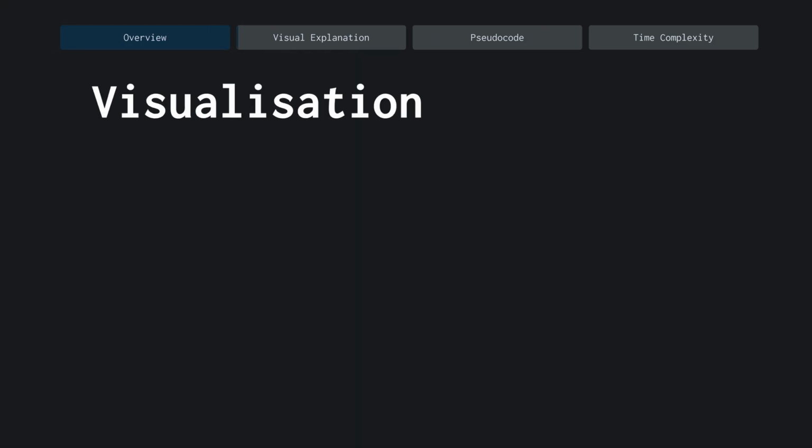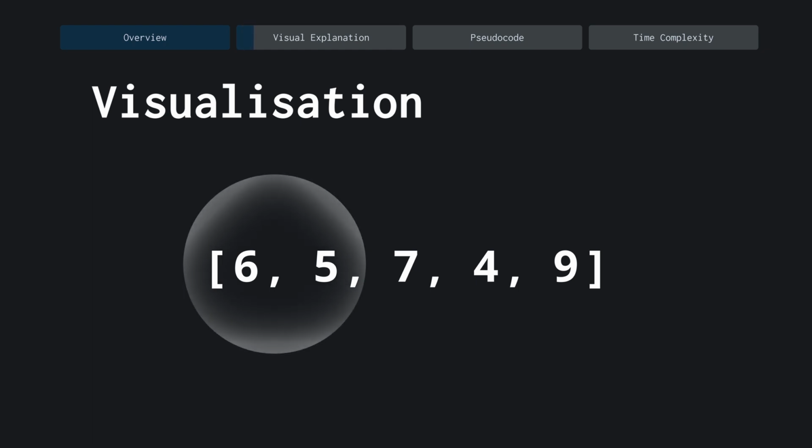Let's visualize exactly how this algorithm works. Let's say we have the following list of integers: 6, 5, 7, 4, and 9. First, we put our bubble around the first two elements that are in our list and compare their values against one another. Since 6 is greater than 5, the two numbers get swapped.